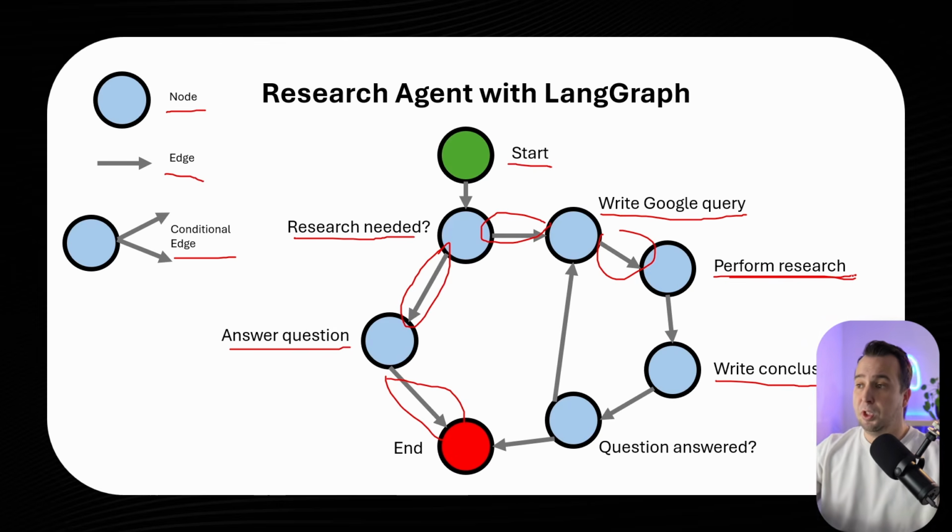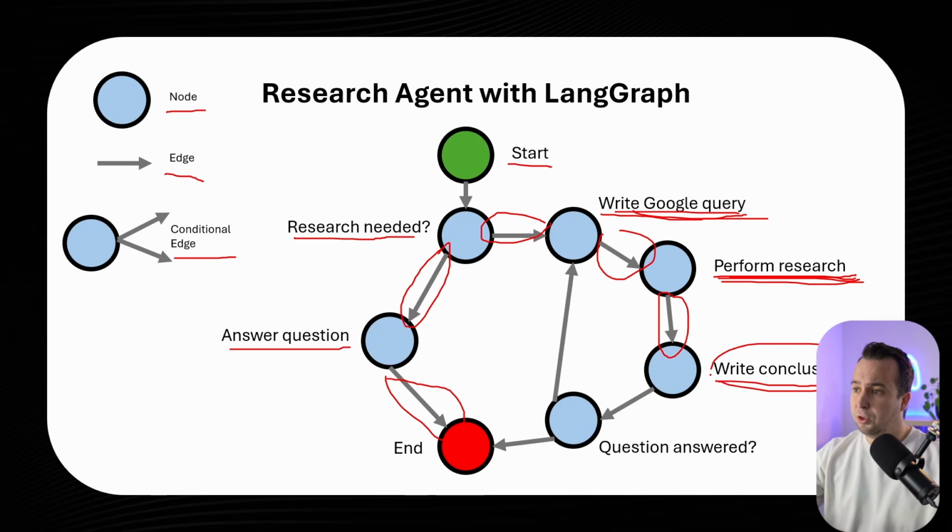And this node can only perform one action, and that is to send the Google query that was created in this node to Google and then fetch back the result. After the result is fetched, it will be added to the memory of the agent, and then the agent will transition to the next state, which is write conclusion.